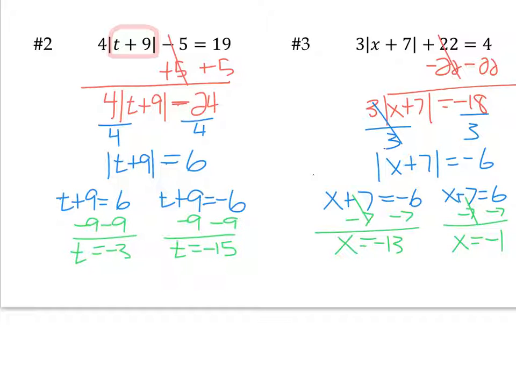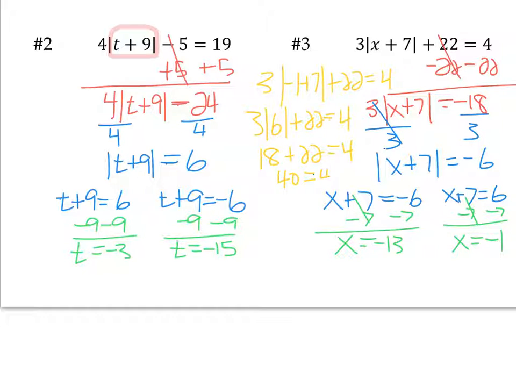This is where we should check our answers. Okay, let's check our answers. Let's plug negative 1 in. I'm going to have 3 times the absolute value of negative 1 plus 7, plus 22 equals 4. I'll have 3 times absolute value of 6 plus 22 equals 4. And I have 18 plus 22 equals 4, and I'm going to get 40 equals 4.